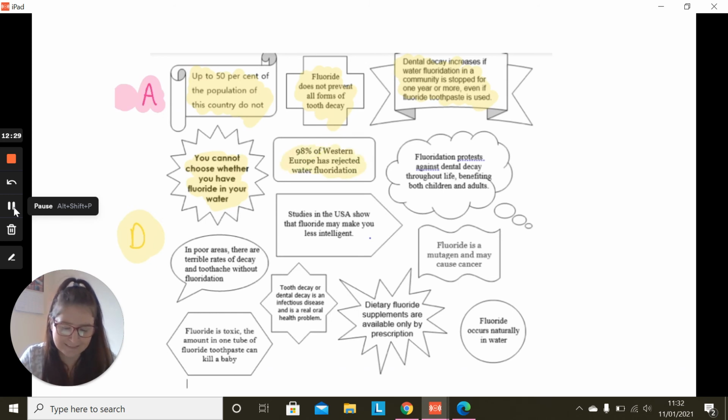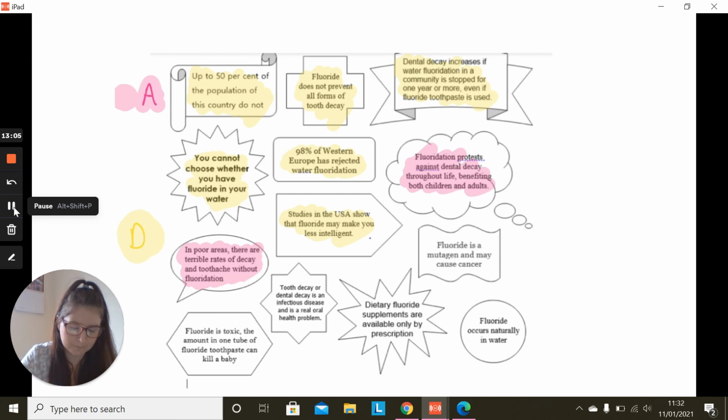Fluoridation protects against dental decay throughout life, benefiting both children and adults. Well, that's an advantage. Studies show in the US that fluoride may make you less intelligent. That's a disadvantage then. We do get less intelligent. In poor areas, there are terrible rates of decay and toothache without fluoridation. There's an advantage as to why we should have it in our water.